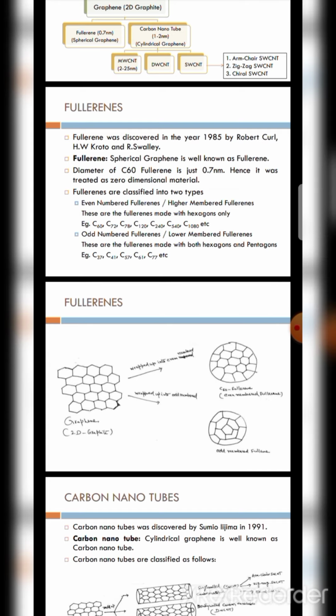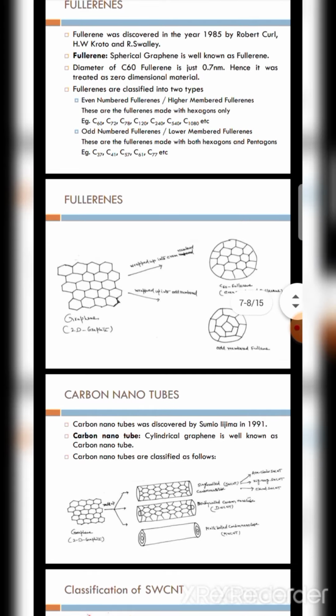C57, C61, C77, etc. And this is the structure of fullerenes, and this is known as graphene, 2D graphite, and these wrapped up into even numbers like this C60 fullerene, and this is the diagram of the C60 fullerene. Wrapped into odd numbers, this is the diagram of an odd number fullerene.